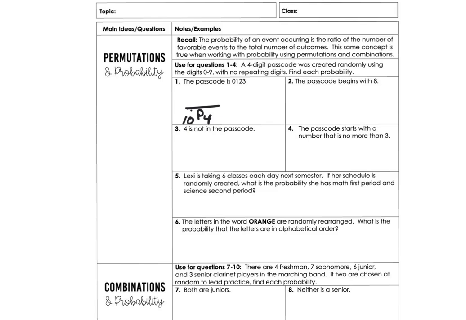Out of those possibilities, which is 5,040, how many of them are the passcode 0123? Just one, okay? So there's only one correct passcode.